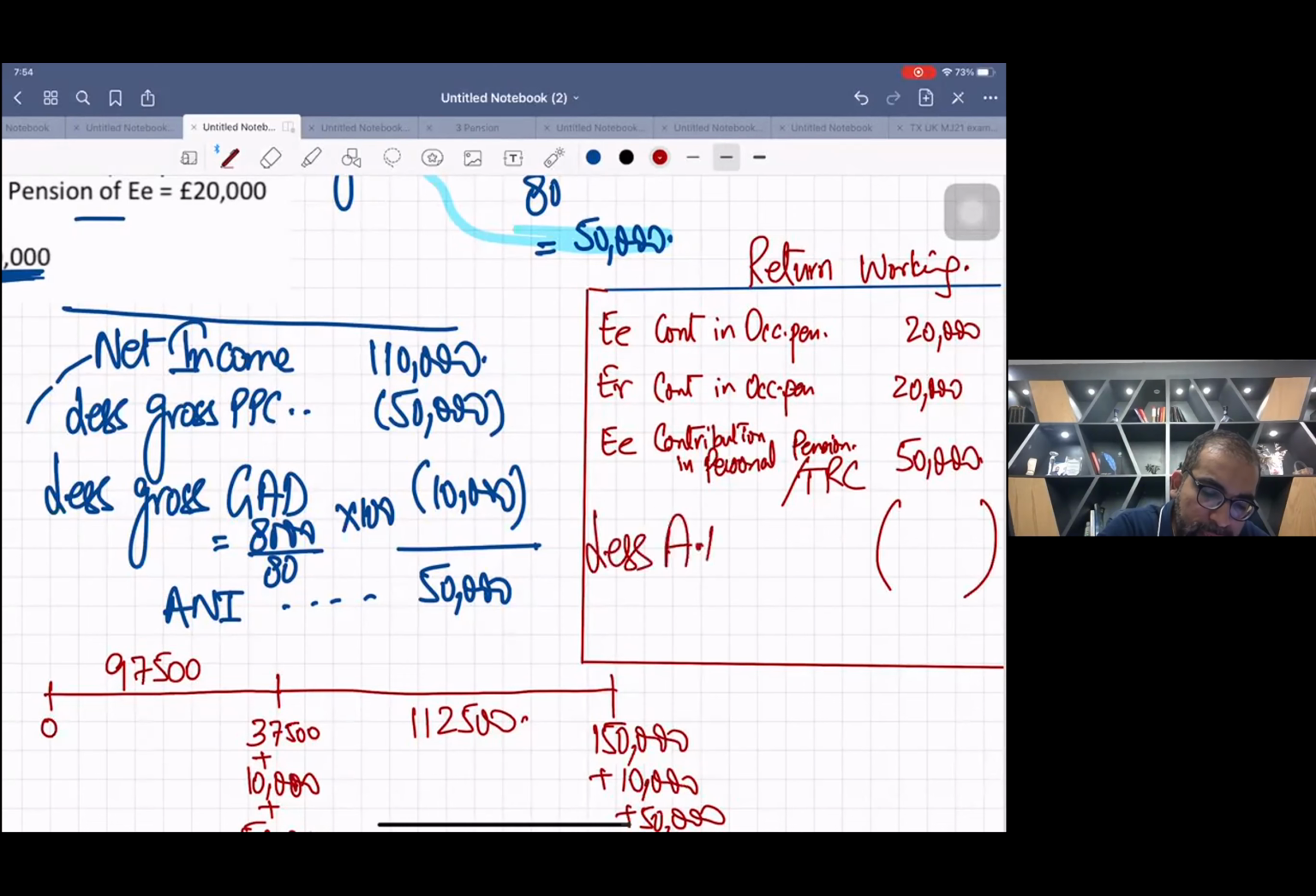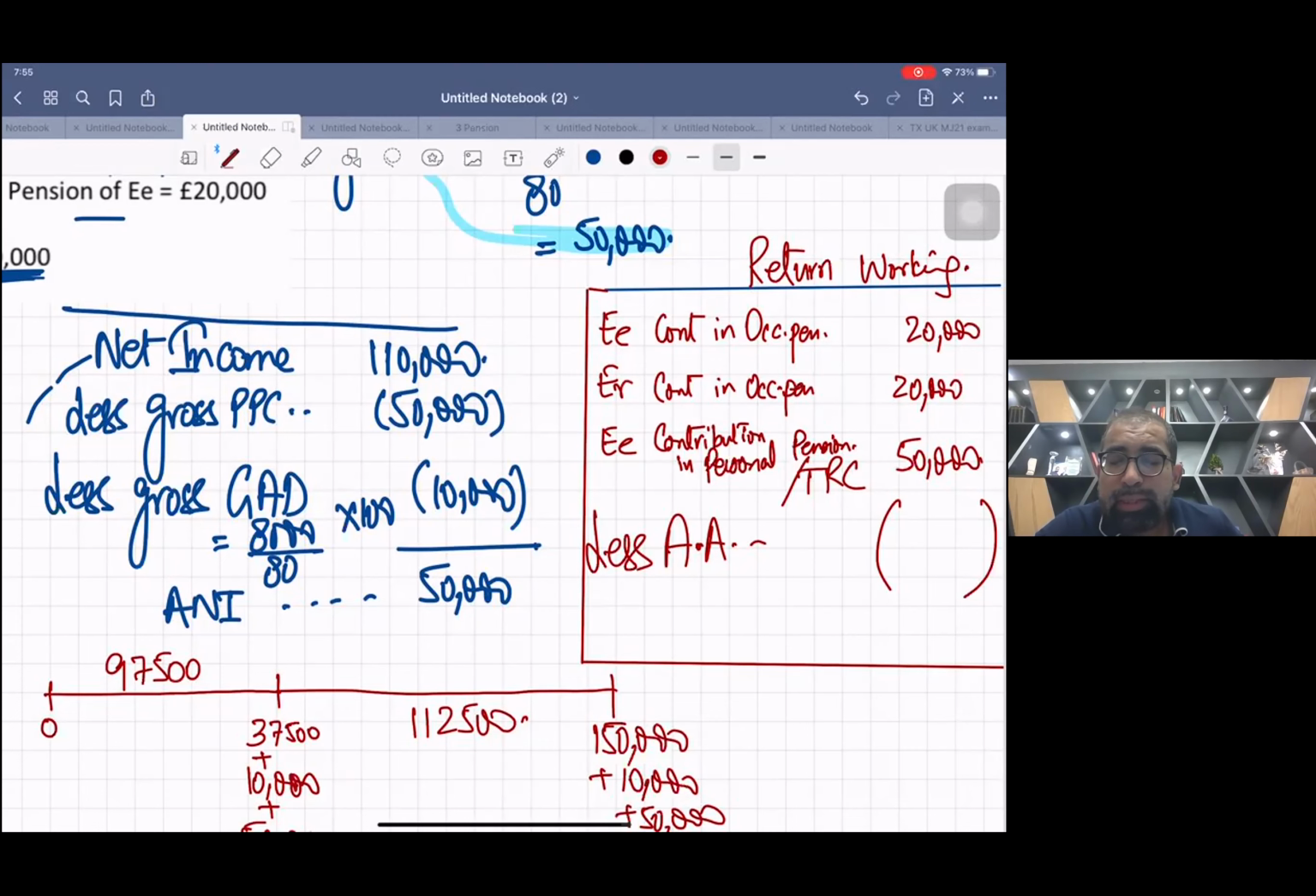annual allowance. How much annual allowance do we have? Wait, why are you saying 60? I know we stretched the band with 60, but 10,000 is gross gift aid. Gross gift aid is not part of pension. Be very careful, this is a very big mistake. Now, you get the relief of 90,000 overall, and now you have to deduct annual allowance.